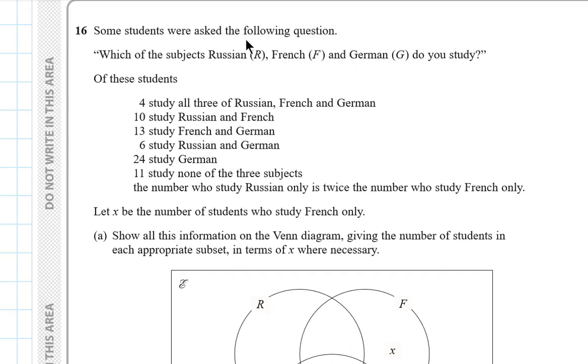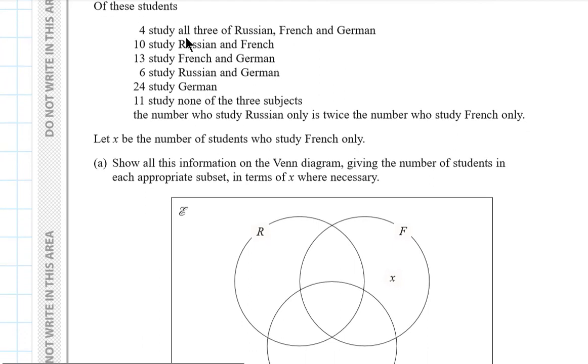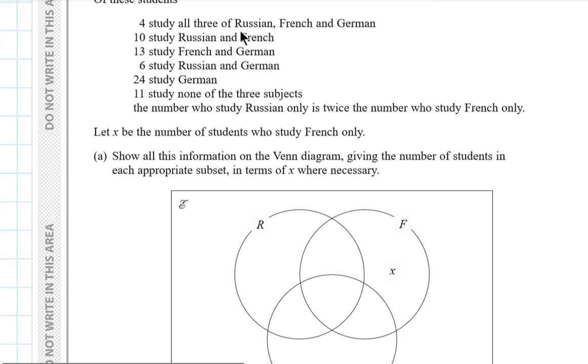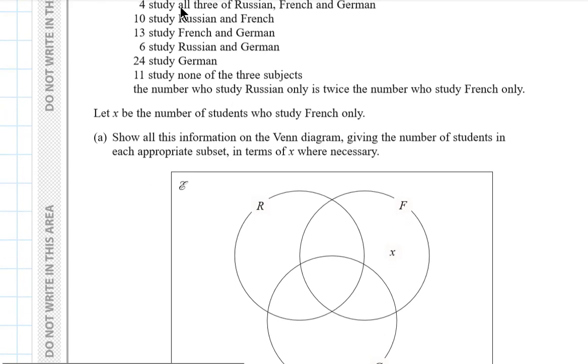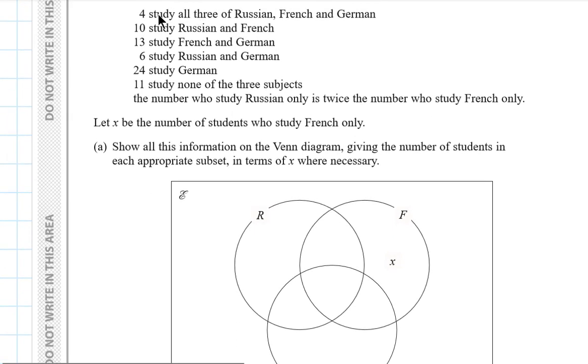16. Some students were asked the following question: which of the subjects, Russian, French, German, do you study? Of these students, 4 study all 3 of Russian, French, and German. It's very useful information because this is the intersection of all 3 sets R, F, and G. So we can put this 4 here in the intersection of the 3 circles, the common area between the 3 sets.